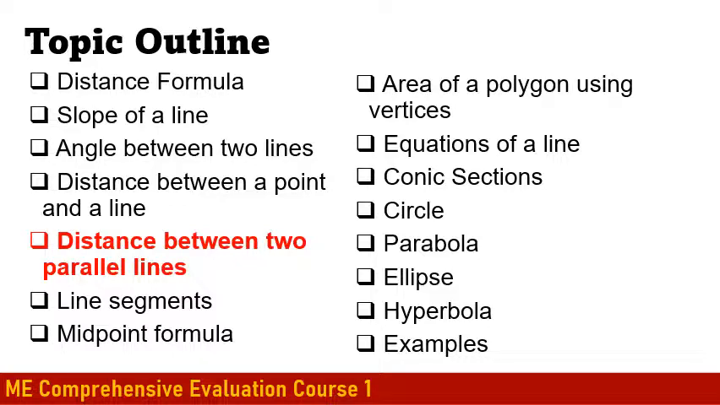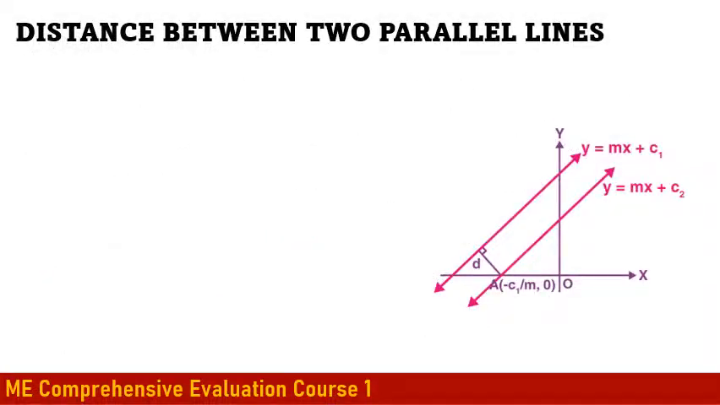The distance between two parallel lines. Say, for example, you have two parallel lines here. The distance between them is also the perpendicular distance, but as you can observe, it is equal throughout since they are parallel. Say that the first line has equation y equals mx plus c1, and the second line is y equals mx plus c2. We can observe that they have the same slope because, as you can recall, parallel lines have the same slope. However, they can have different values for the y-intercept.